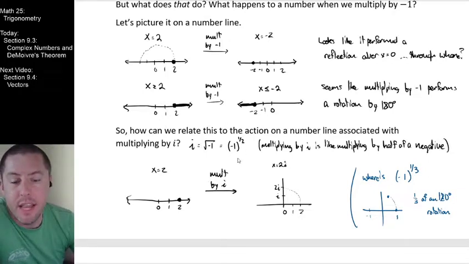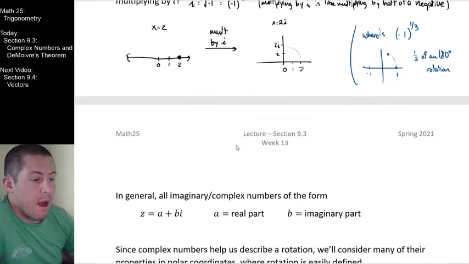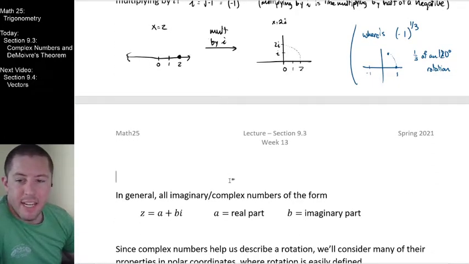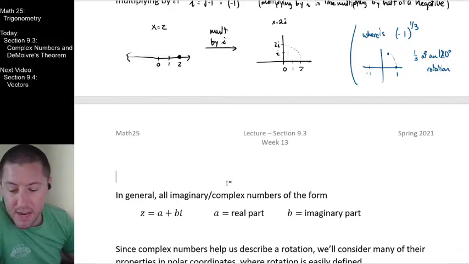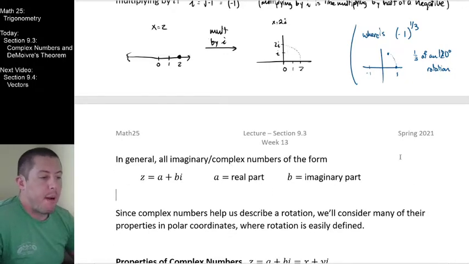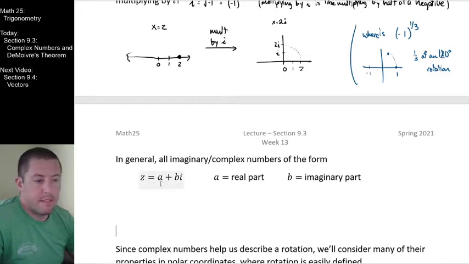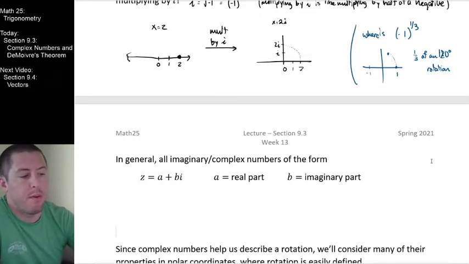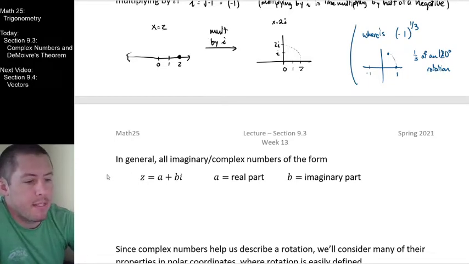It therefore seems like all these fractional amounts of -1 that we could multiply by are not necessarily going to land us back on the real number line, because we didn't get enough rotation to land back over there again, right? So, in general, all imaginary or complex numbers are of the form z equals a plus bi, where we refer to a as the real part and b as the imaginary part. This right here, by the way, is called standard form. We'll write some in other formats as well.